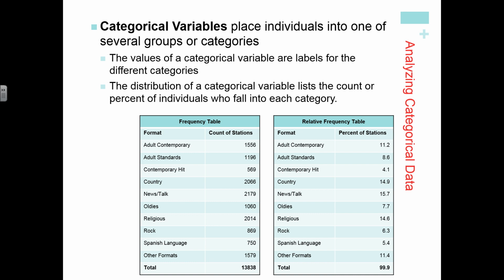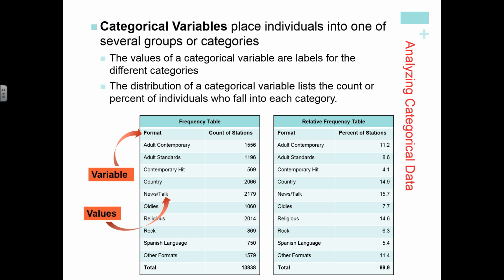So I have a little example here. Format is the variable, but then you have the actual values of that, which is like adult contemporary, adult standards, country, any of those things. So those are the actual values of that variable. Another example would be like my variable could be ethnicity, and then the values would be African American, Caucasian, Asian. Those would be the actual values.